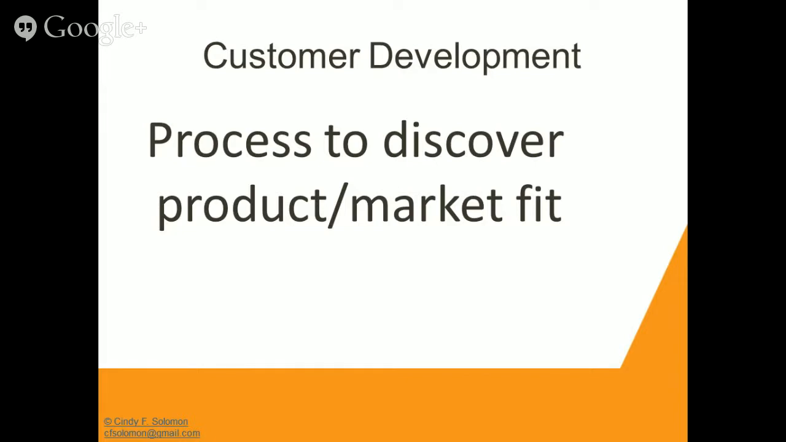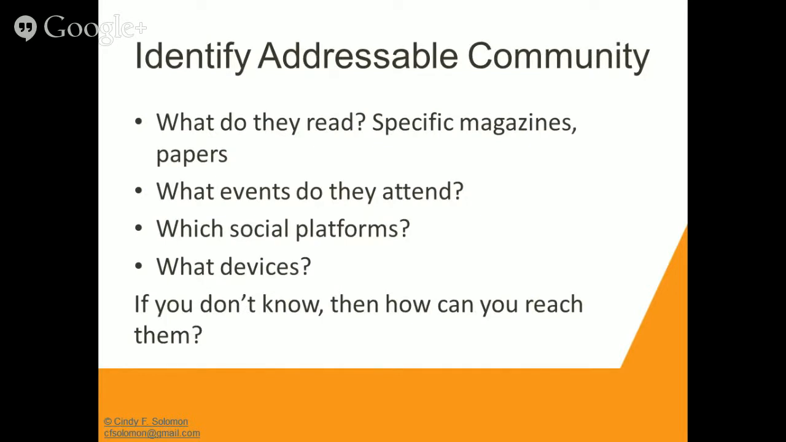And so I'm talking about finding that market before you build the product to make it fit. So the first thing that you want to do is identify an addressable community. And by addressable, I mean a community that perhaps is self-identifying and can be reached based on their behavior. Before the internet, magazines and newspapers sold advertising by identifying a community that was interested in specific things.